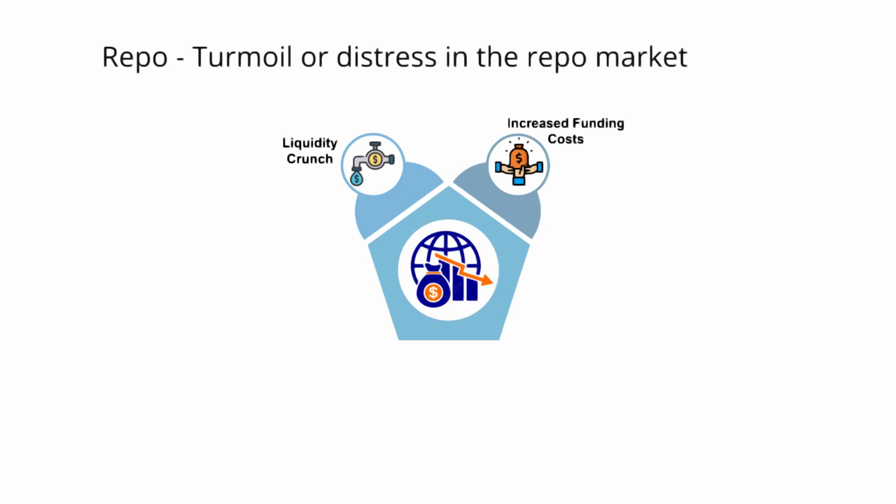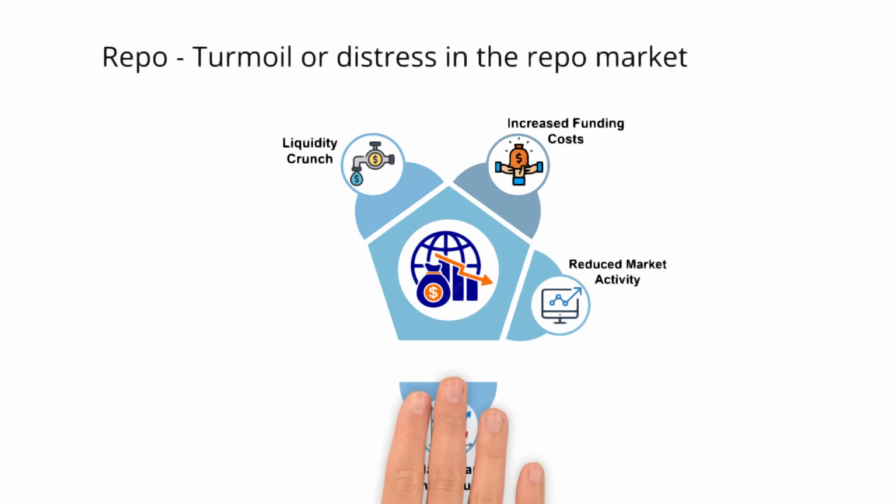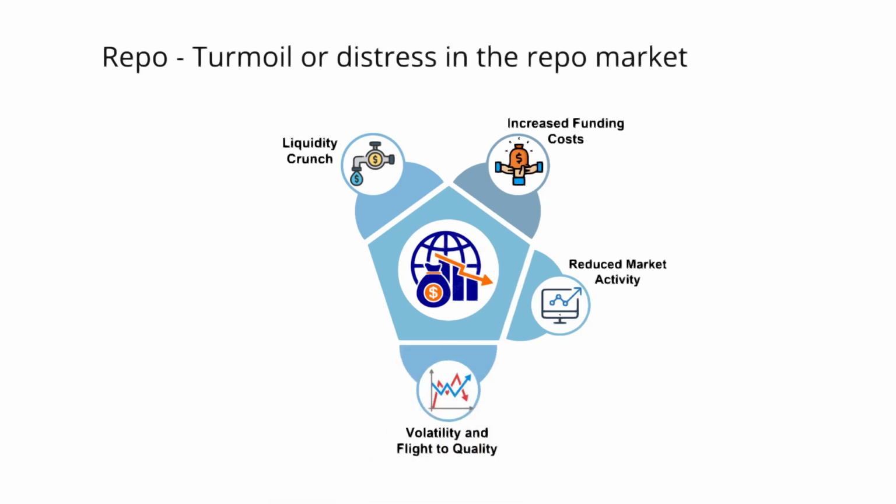Reduced market activity. Distress in the repo market can cause a decline in market activity as participants become cautious and limit their lending and borrowing activities. This reduction in market activity can have a broader impact on other interconnected markets, such as money markets and bond markets. Volatility and flight to quality. Distress in the repo market can lead to increased volatility in other financial markets as participants reassess their risk exposures. Investors may seek safer assets and move away from riskier investments, causing a flight to quality. This flight to quality can result in price fluctuations, particularly in the bond and money markets.